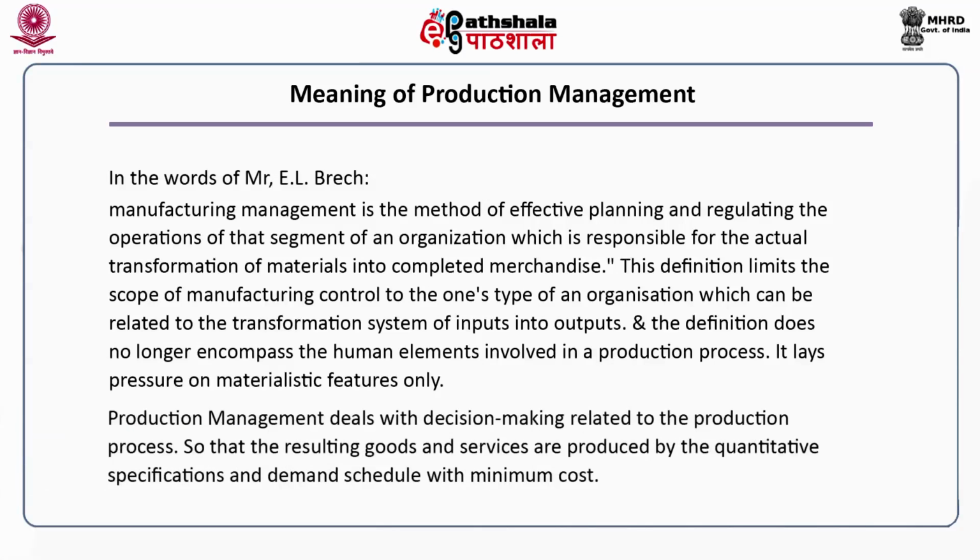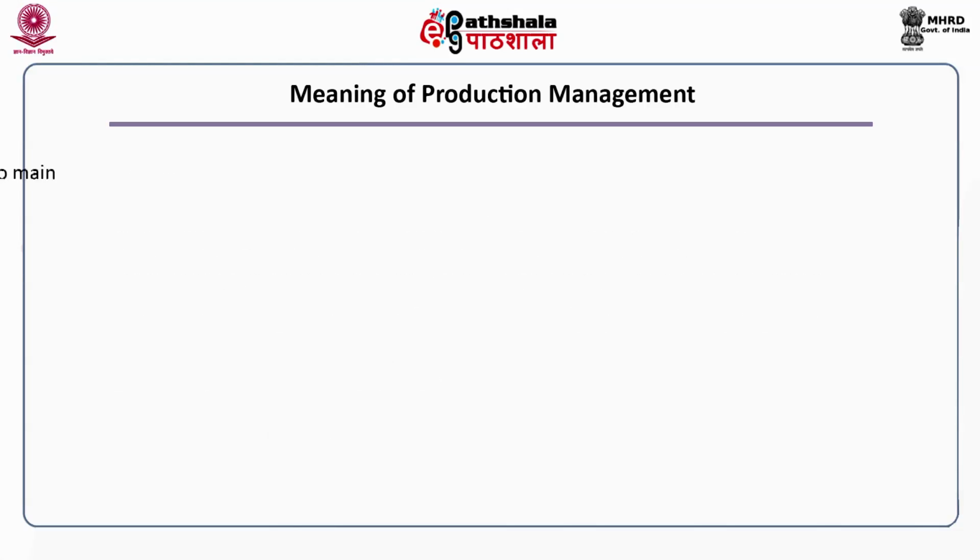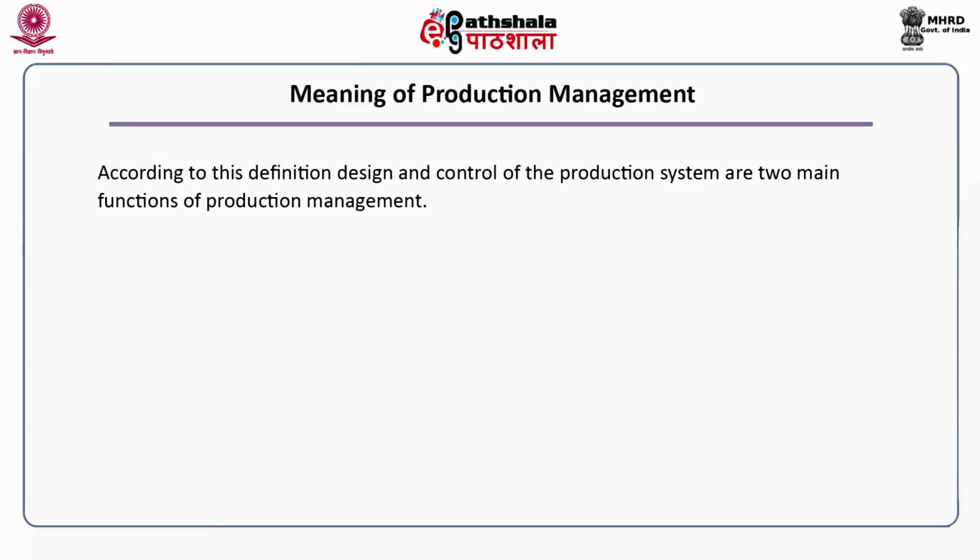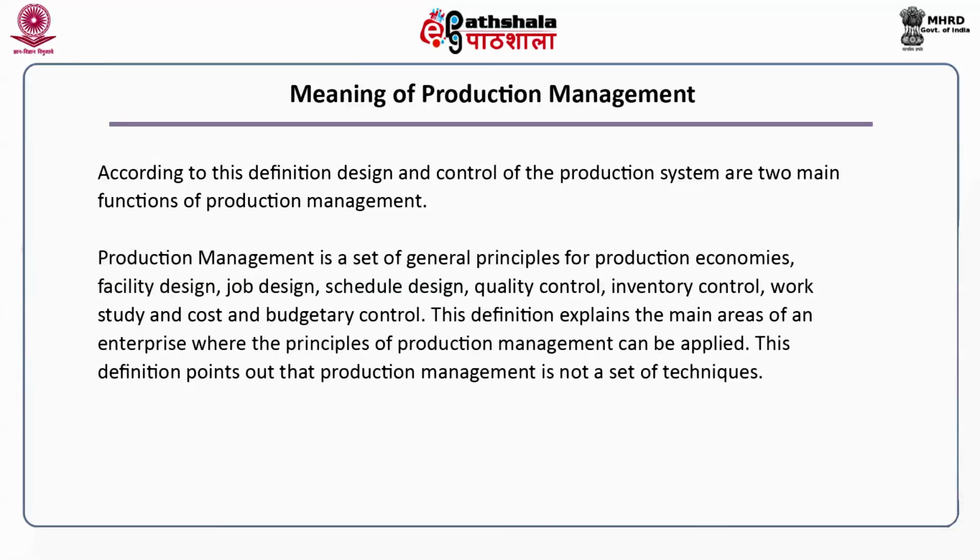Production management deals with decision making related to the production process so that the resulting goods and services are produced according to quantitative specifications and demand schedule with minimum cost. According to this definition, design and control of the production system are the two main functions of production management. Third, production management is a set of general principles for production economies, facility design, job design, schedule design, quality control, inventory control, work study, and cost and budgetary control. This definition explains the main areas of an enterprise where the principles of production management can be applied.